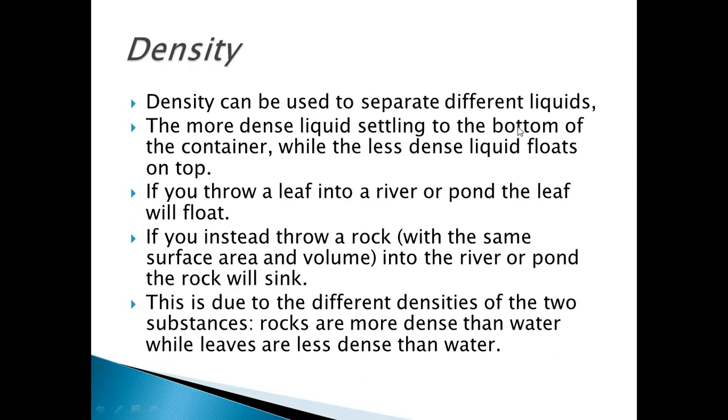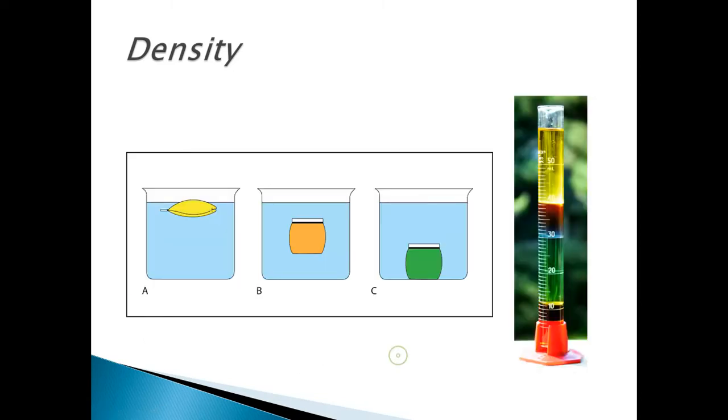Density can be used to separate different liquids. The more dense liquid will settle at the bottom of the container, while the less dense will float on top. Similarly, if you throw a leaf into a river or pond, the leaf will float because it is less dense than water. But if you throw a rock, the rock will sink because it is more dense. This is due to the different density of the two substances. Rocks are more dense than water, while leaves are less dense than water. This is a typical example to illustrate density of substances.